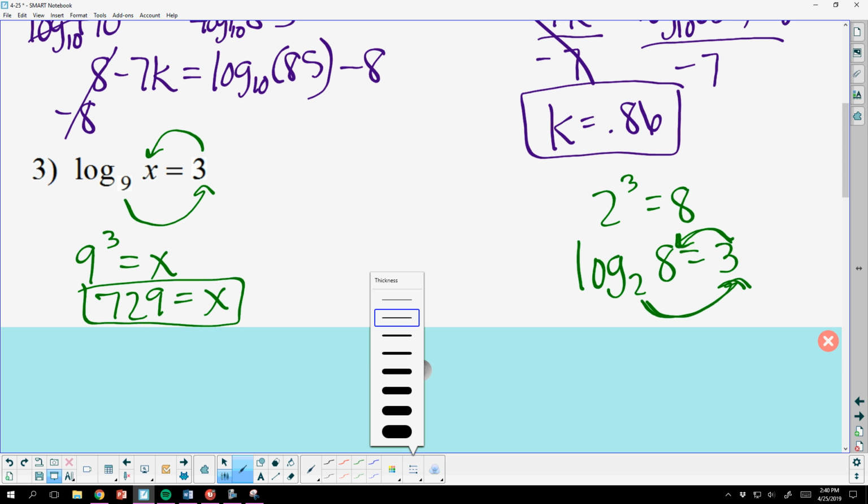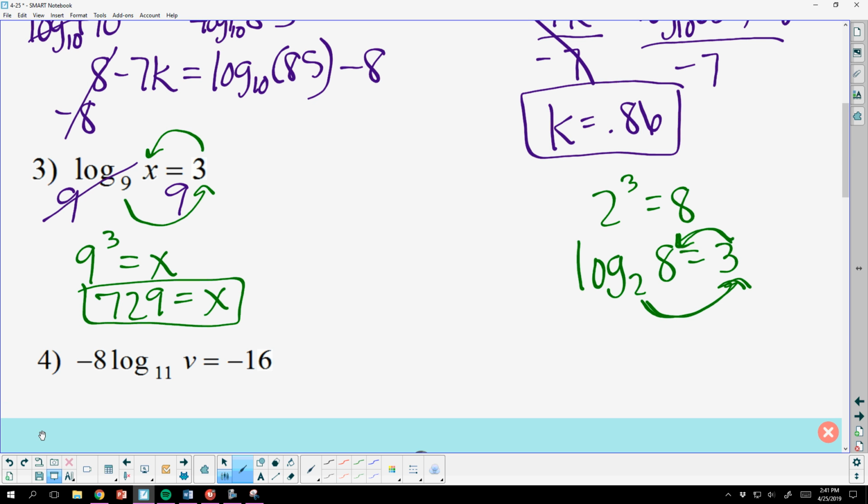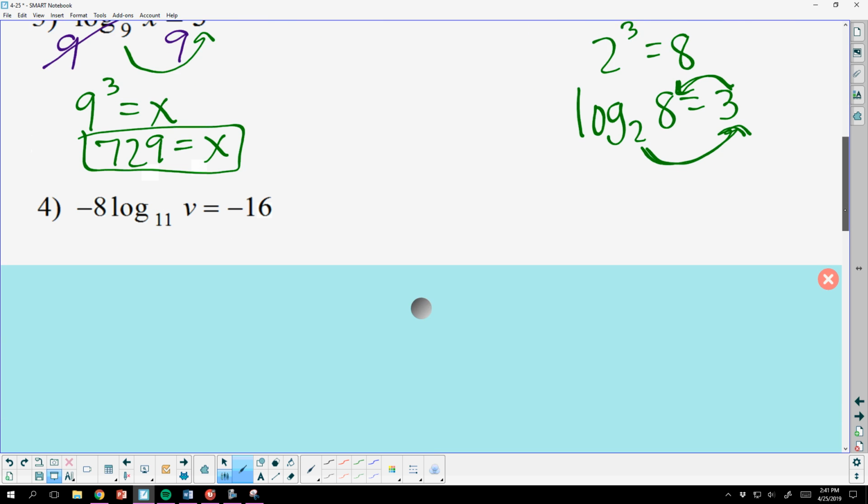What you could also do, and this is how we learned how to solve, is since the inverse of a log is an exponent, then we exponentiated the equation. So we did a 9 here and a 9 here, and then we crossed that out. So then it was 9 to the third, which is 729. Okay? So let's do that on this one. Sorry, there's a lot of examples today.